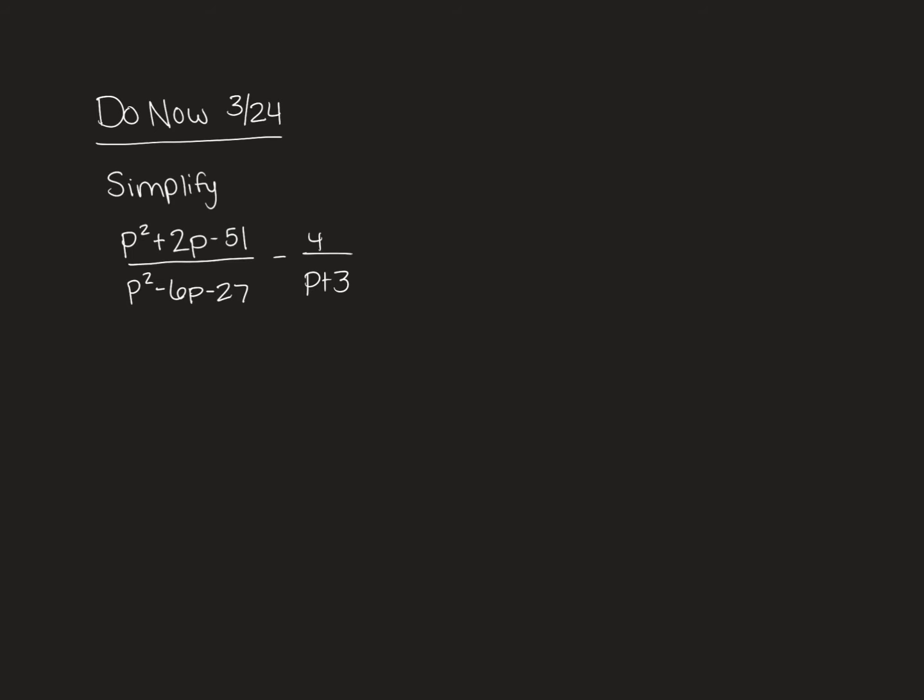So this first one here, p squared minus 6p minus 27, you need two numbers that will multiply to negative 27, but add to negative 6. And so your numbers are going to be p minus 9 and then p plus 3. Now these denominators have p plus 3 in common. So I need to multiply this second rational expression by p minus 9 on top and bottom.